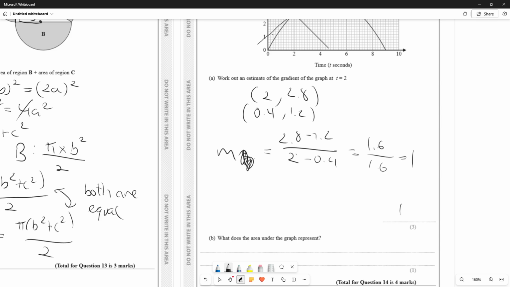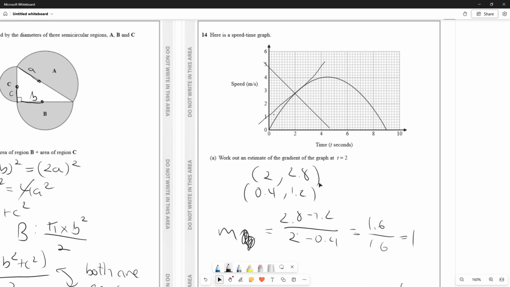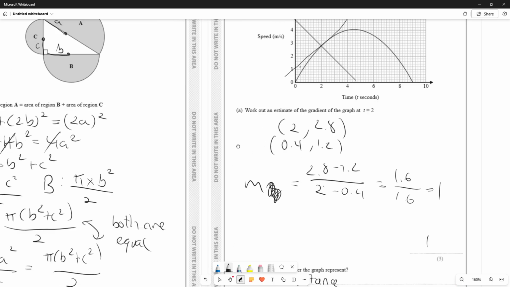The mark scheme says 0.7 to 1.1 as the range for the gradients. Now the area under the graph, if you do physics, you should know this. It's not the gradient. It's the distance. If you get the area under the graph of velocity-time or speed-time, it's always the distance.